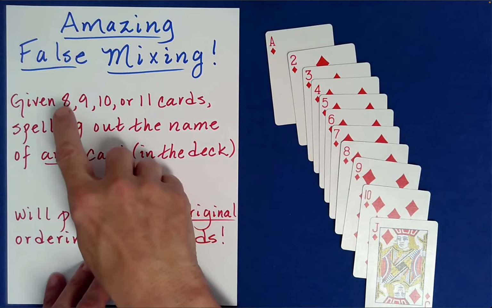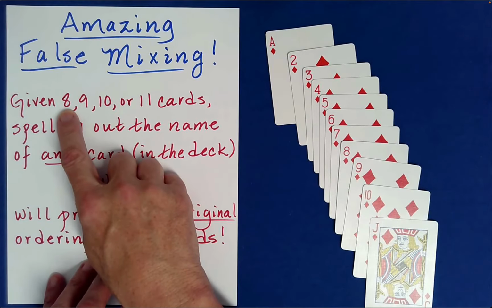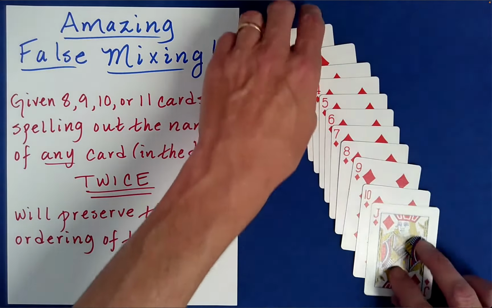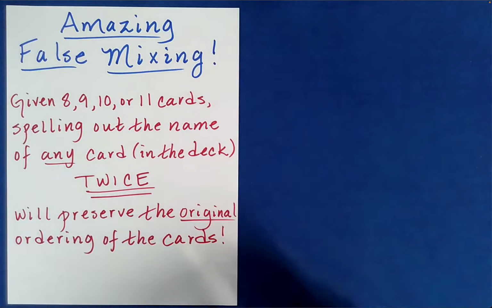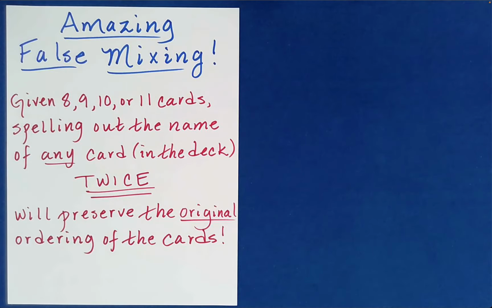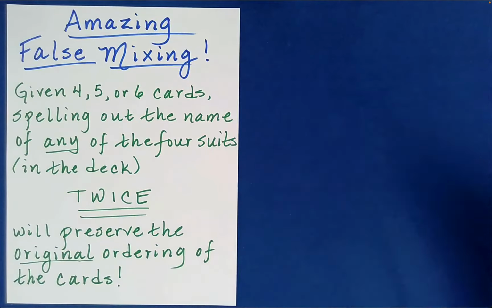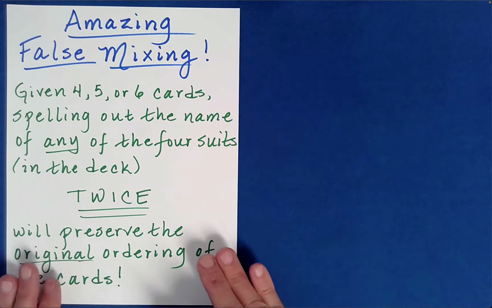The same thing for 7. 7 ends up being too small. It won't always work for every one of the 52 card names. Okay, so that is the first amazing false mixing procedure I wanted to show you today. The second one is also very interesting and a lot of fun.